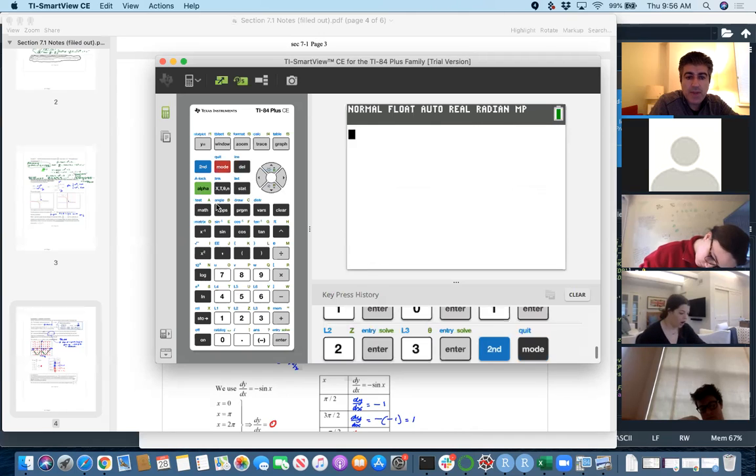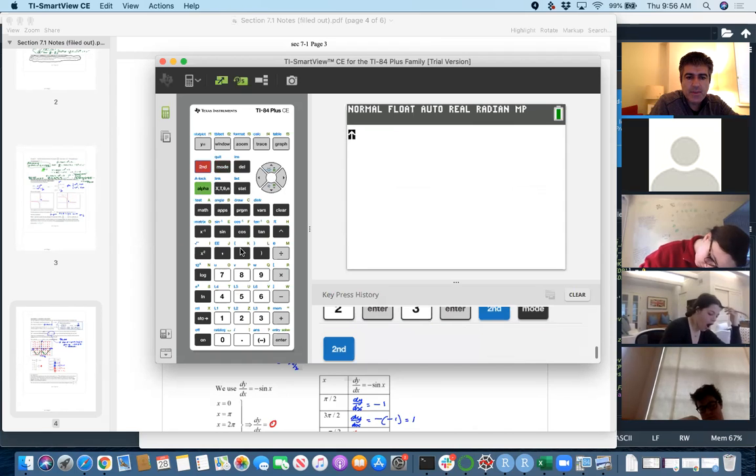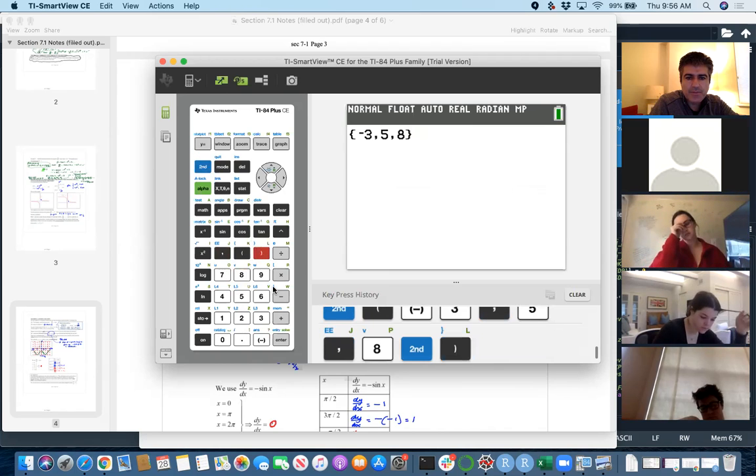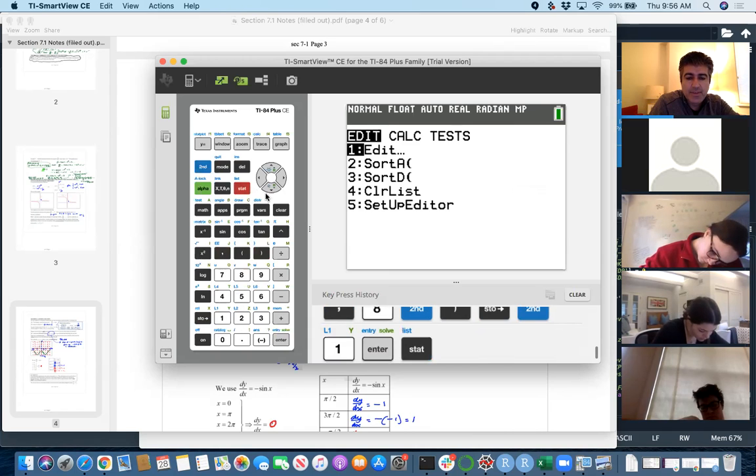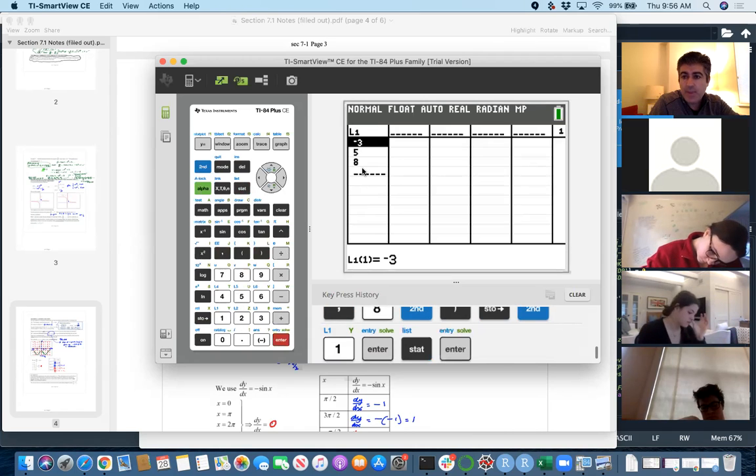Now what Ms. Blanford was talking about was doing this. If you hit second parentheses and then type in your numbers, negative 3, comma, and I'm just going to put random numbers like 5 and 8. Don't do this, by the way. Then I hit the store button, and then hit second 1 to call up L1, and it stores as L1. If I hit Stat and then edit, you see that that's what happened. It changed it for me. So you have 2 places where you could do that.